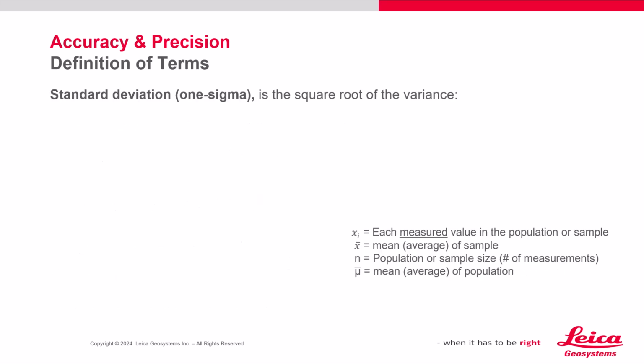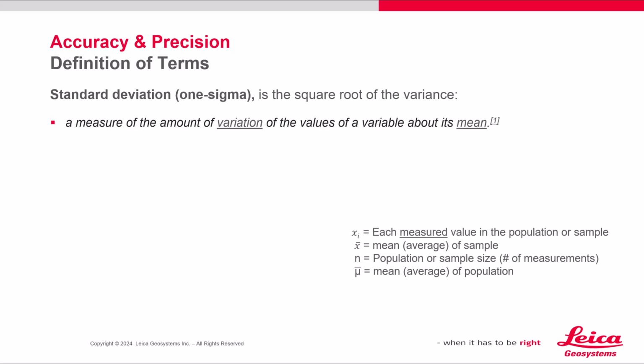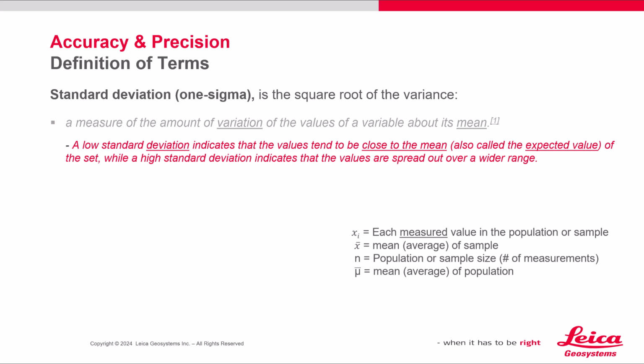So standard deviation is the square root of the variance, a measure of the amount of variation of the values of a variable about its mean. A low standard deviation indicates the values tend to be close to the mean, or also close to the expected value of the set, while a high standard deviation indicates that the values are spread out over a wider range.